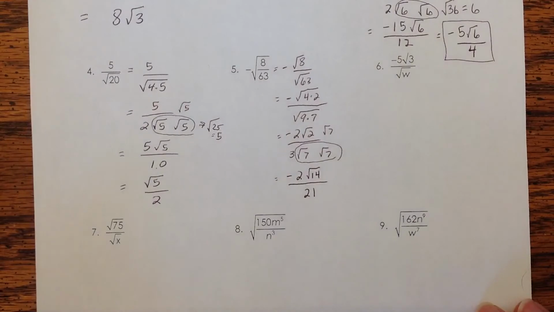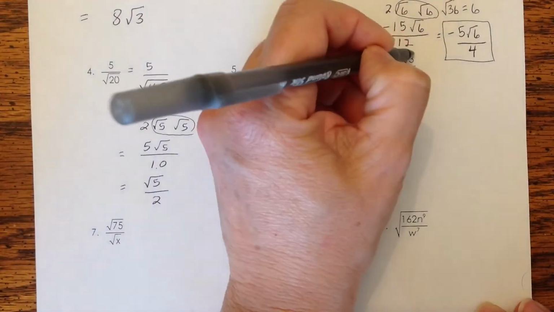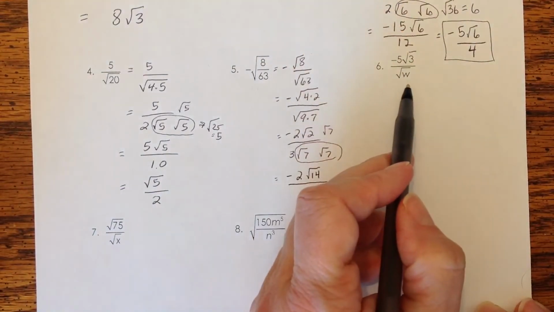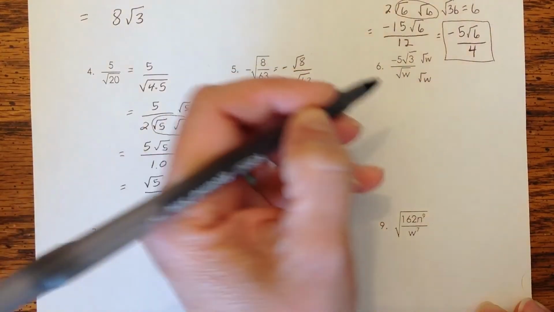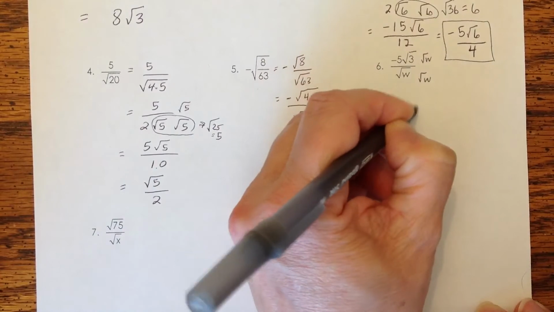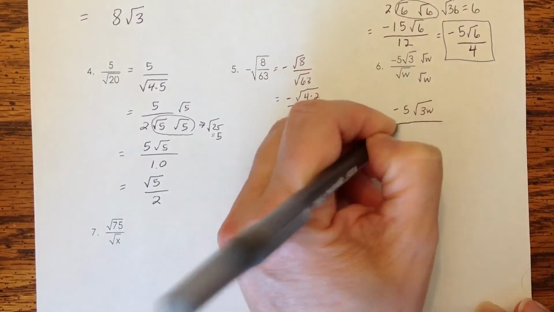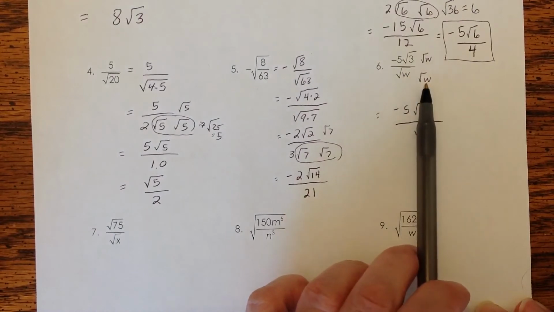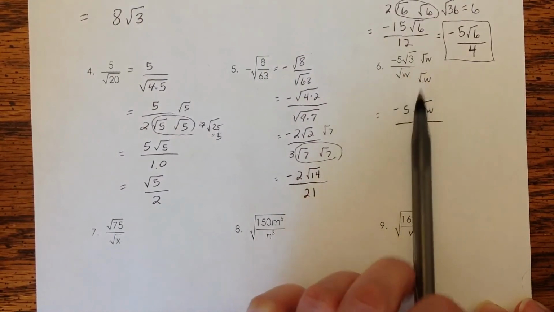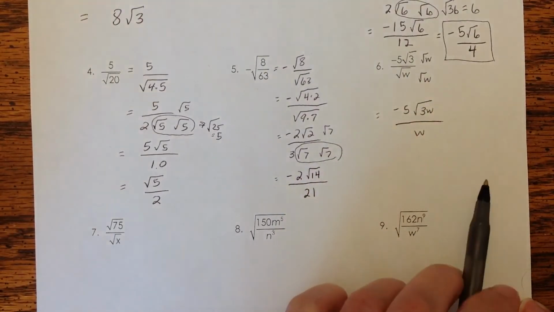Now we're going to throw in some variables. So the square root of w needs to be cleared out, so we multiply by the square root of w. So we get negative 5 square roots of 3w over w. Because remember, when you take a square root times itself, the square roots cancel and you're left with the radicand.